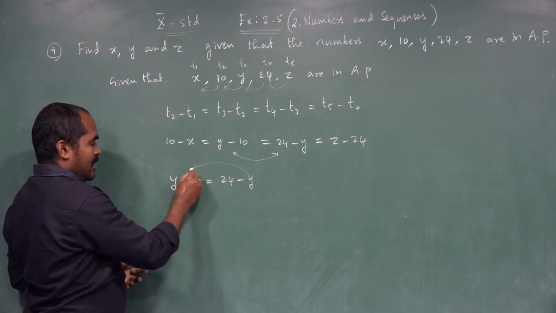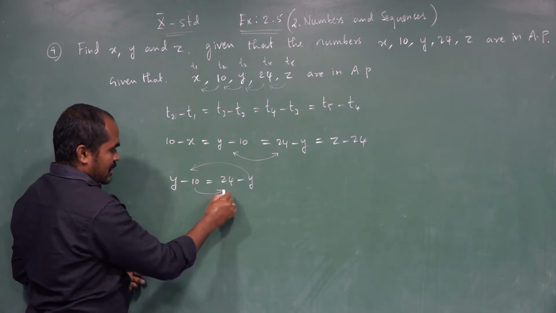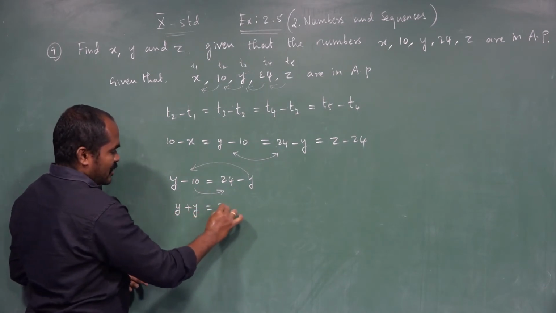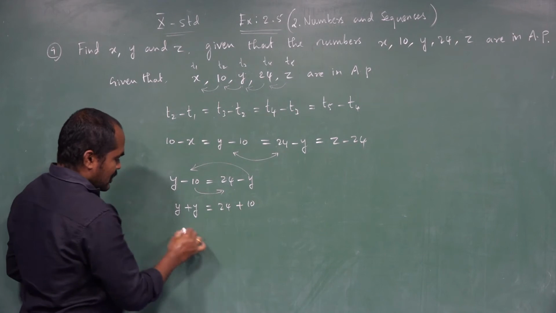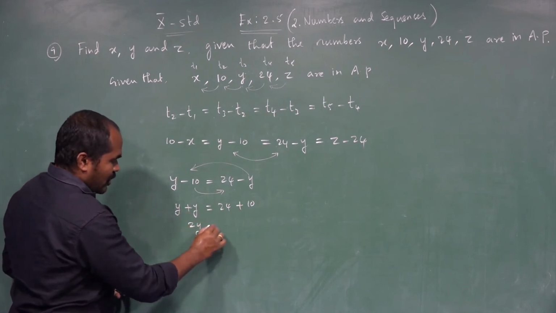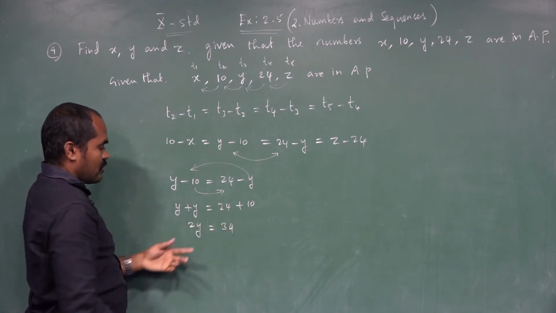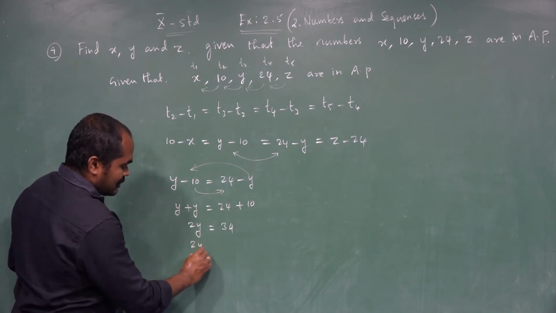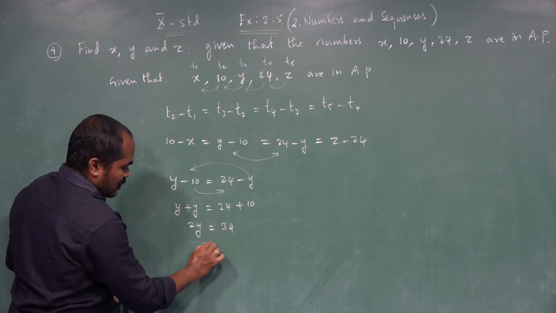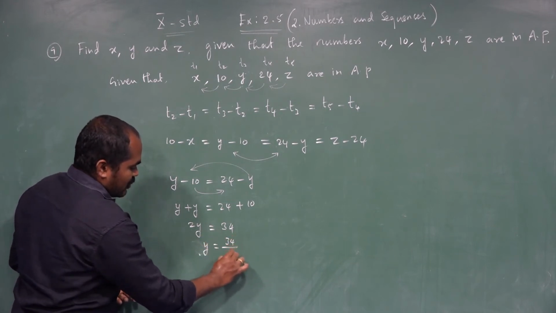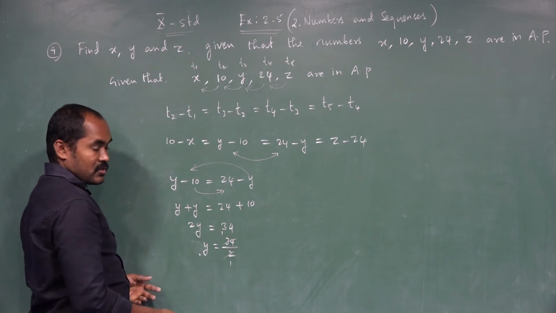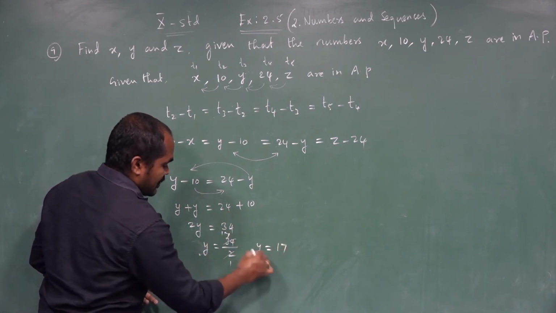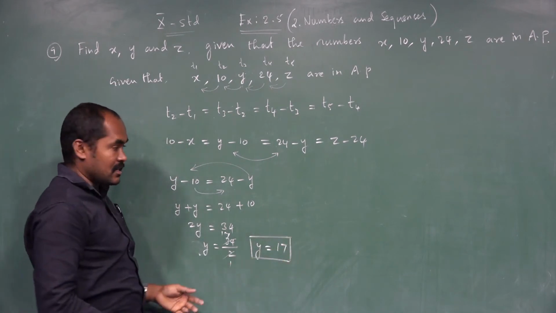So y on the left side, this minus 10 on the right side. That is y plus y equal to 24 plus 10. y plus y is 2y equal to 34. 24 plus 10 is 34. So 2y is equal to 34 means y is equal to 34 by 2. 1 2 is 2, 1 2 is 2, remaining 1, 7 2s are 14. So the value of y is 17.